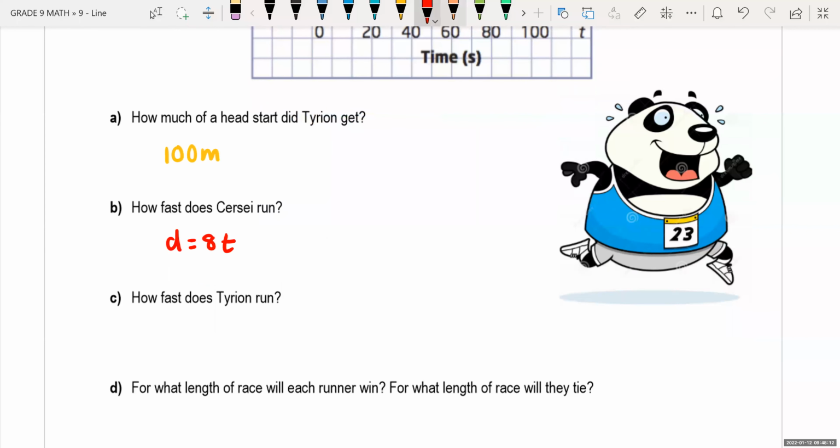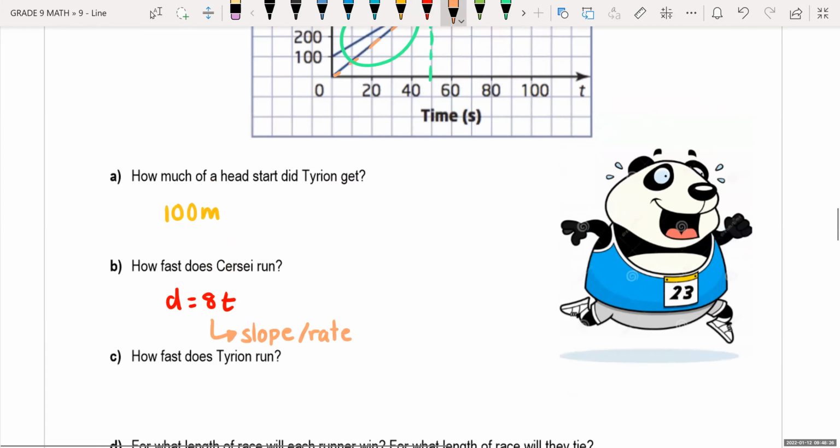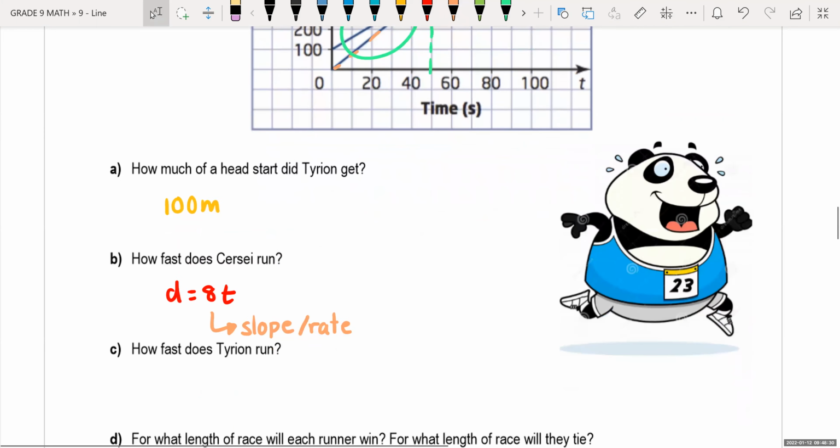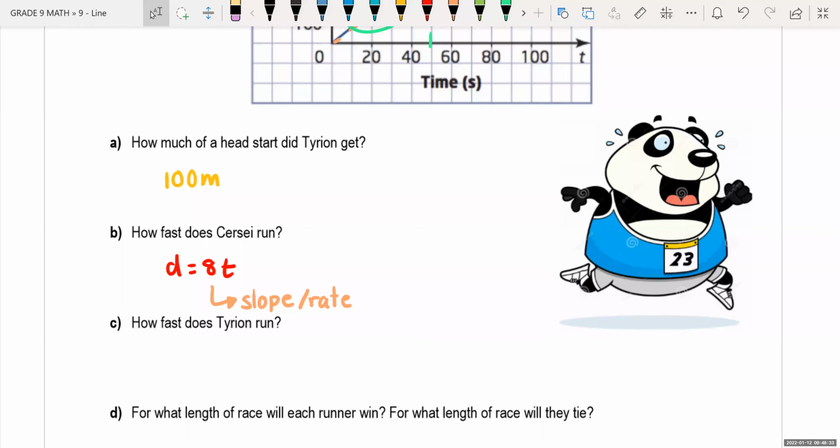And remember, what exactly does the 8 represent? It represents the slope. But slope is another name for rate. So it actually tells you how fast she is running just by looking at the number in front of the T. She is running 8, but what does that mean? It means she's running 8 meters per second. So we're going to say, therefore, her rate is 8 meters per second.